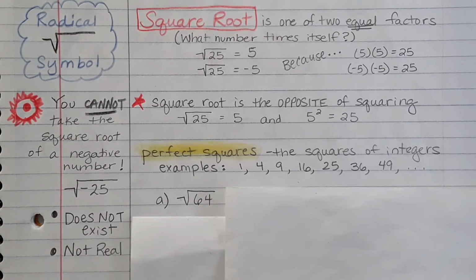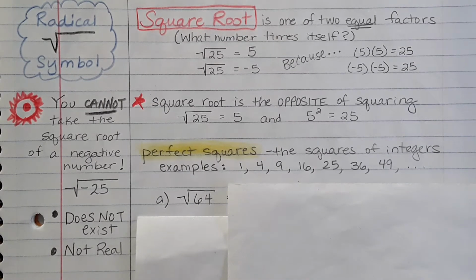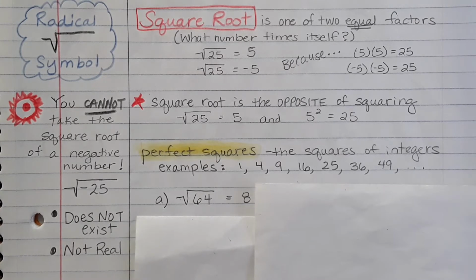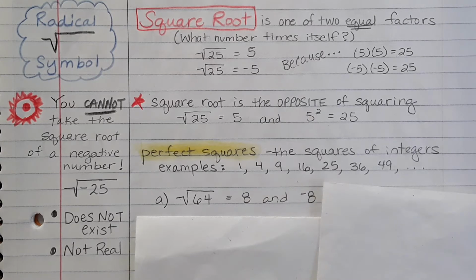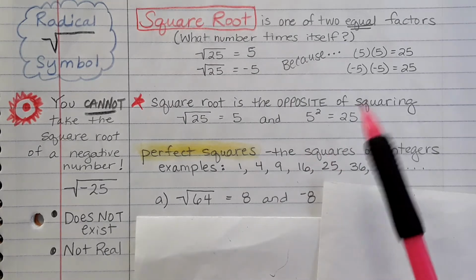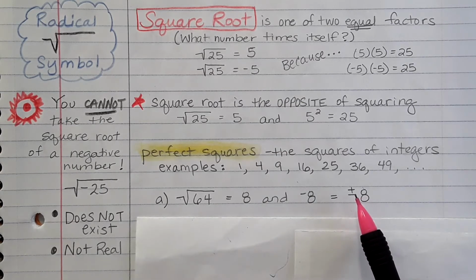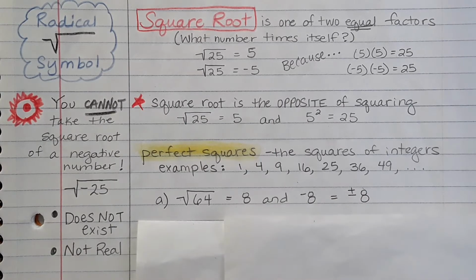So let's look at some examples here, things that might come up. What is the square root of 64? Or in other words, what times itself is 64? It's 8. 8 times 8 is 64, but it's also -8. Because remember from above, a negative times a negative is a positive. So how can we write this in a simpler way? We can write it like this, plus or minus 8. This says a positive 8 and a -8.